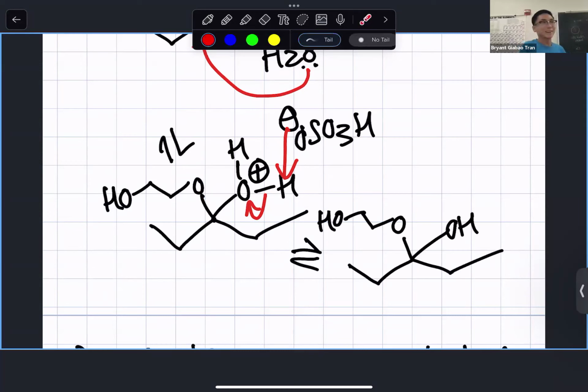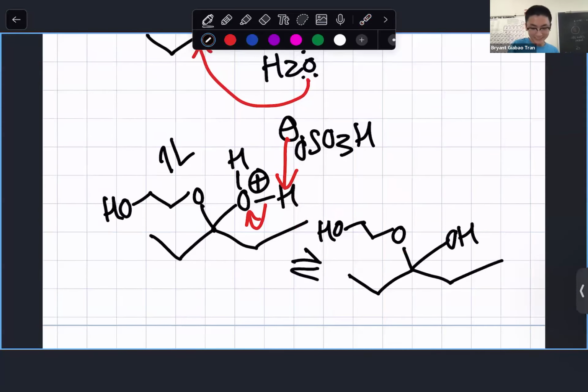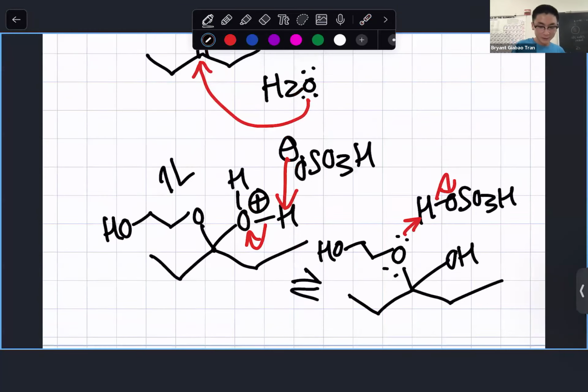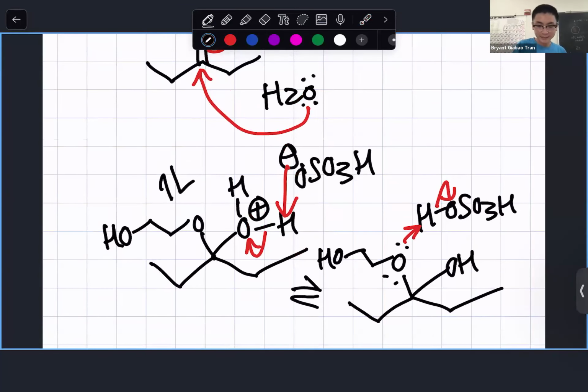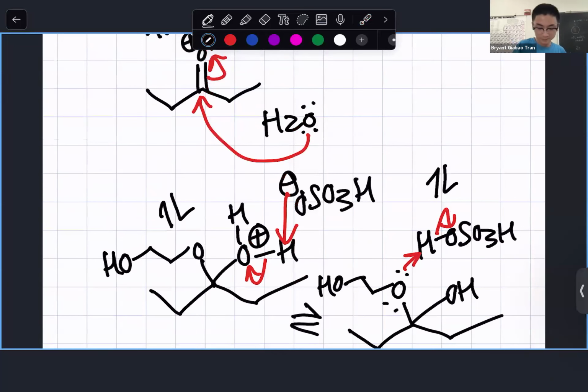Which group do you want to kick out? And how can we turn this bad leaving group into a good leaving group? Nice. Protonate it. Protonate that group that we want to leave. Yeah. See this common pattern? It's just like deprotonating the group you want to stay to make it into a bad leaving group, and protonating it to make it a positive charge into a good leaving group. Right. This is going to follow the future reactions. It's going to follow the same concept.